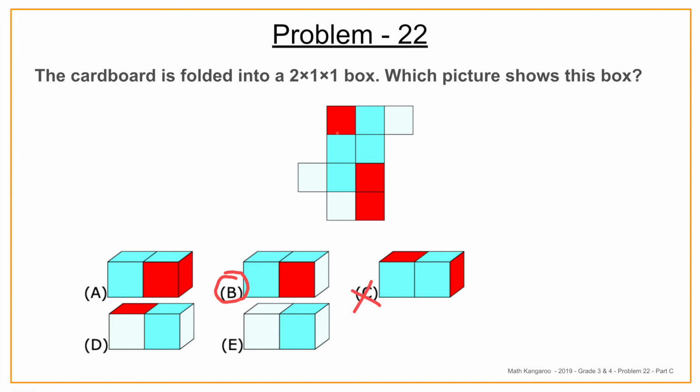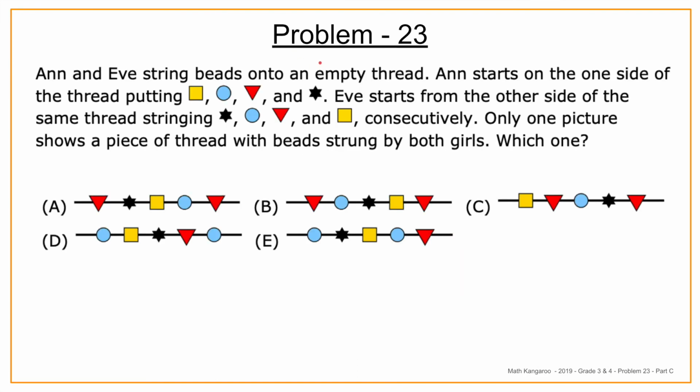D. If we have red and cyan on top, then on the side it should be two colors of these. So this is not our option. Option E, we could not have white all together. It should be on the side or in the front. So the answer is option B. Perfect.